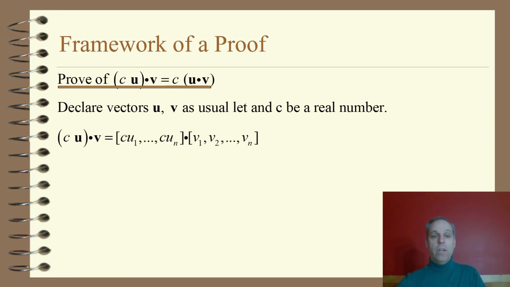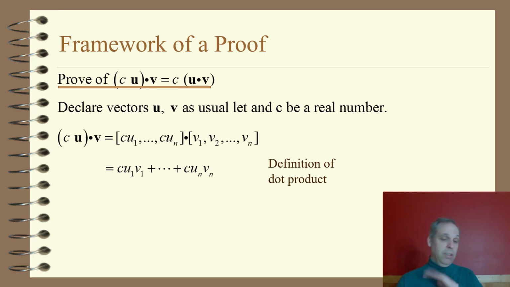Now, if you look at the left-hand side of the thing I want to prove, c times u dotted with v, we know what c times u is. You just multiply the scalar through the vector. So then I have the dot product of just these two vectors. We then just take the product of corresponding components and then take the sum of those products. That then gives me that. That's just literally the definition of what the dot product means.